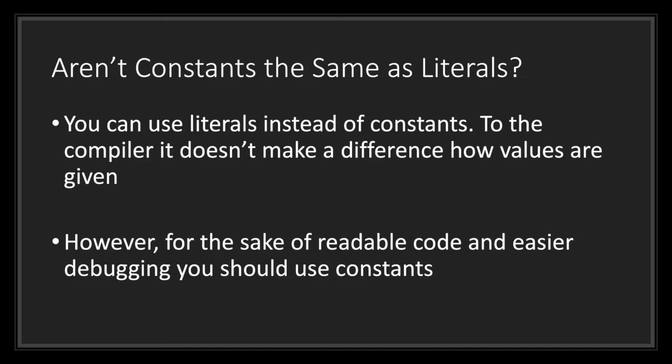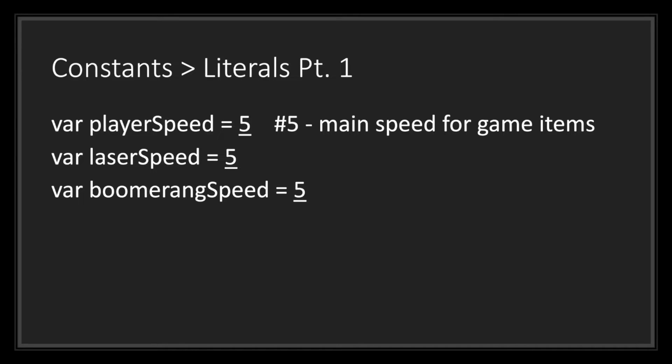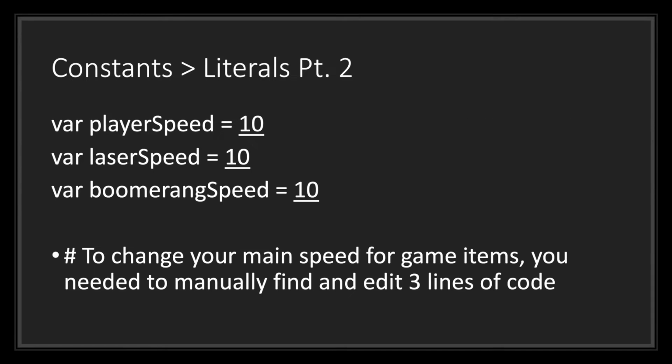Let's take a look at some examples. So to a beginner, let's say that they have a speed for their game items, and in this case, they need to use an integer value of 5. What a beginner typically does is just hard inject literal values. In this case, you can see we have three variables, a player speed, a laser speed, and a boomerang speed, all being assigned the literal integer 5. Now let's say we need to change our main speed for the game to be 10 instead of 5. Now we've gone ahead and changed the speed to 10.